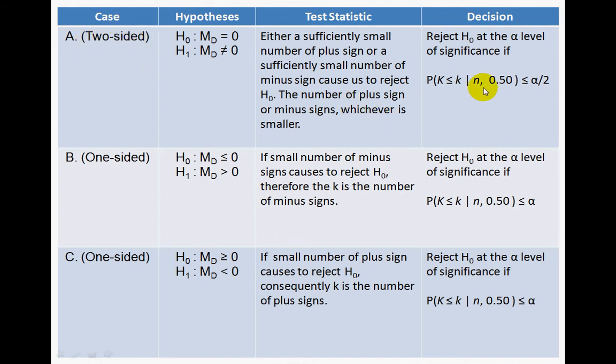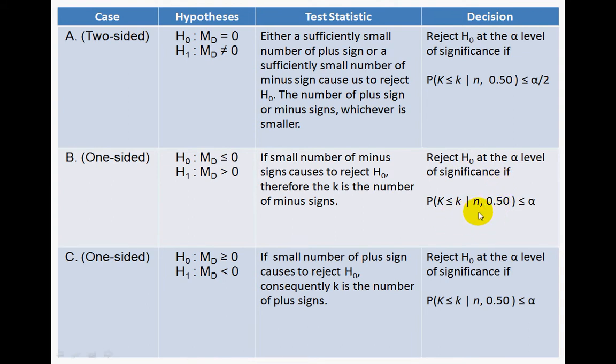For case B, the one-sided case, the hypothesis is H0: MD is less than or equal to 0, H1: MD is greater than 0. For the test statistic, a small number of minus signs causes us to reject H0, therefore k is the number of minus signs. To make the decision, we will reject H0 at the alpha level of significance if the value from the binomial probability distribution table is less than or equal to alpha.